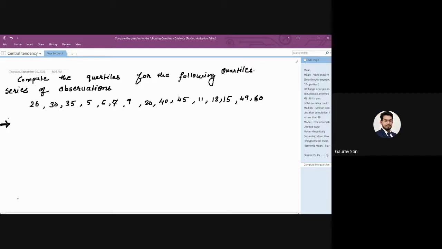Directly, by calculating with formulas. So you can calculate the number of observations, and then the n by fourth observation would be the first quartile, n by two the second, and so on.